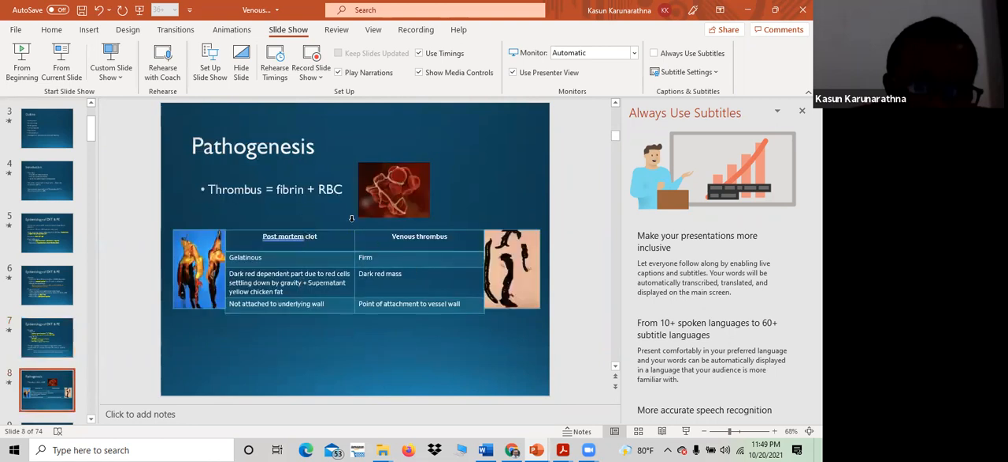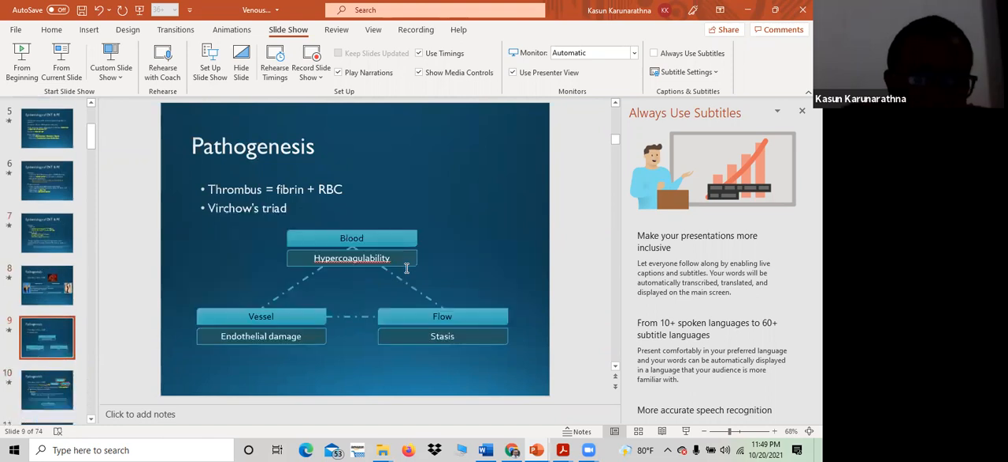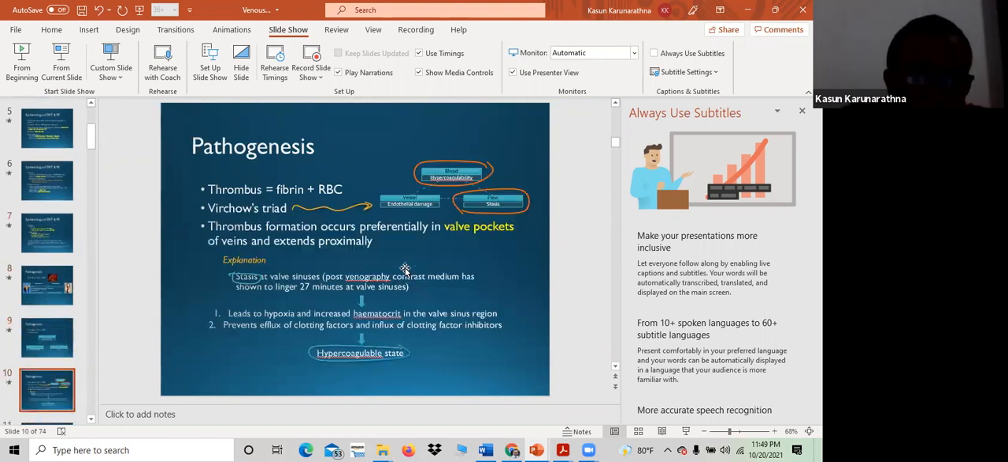This thrombus, postmortem clot, and venous thrombosis, you know how to differentiate this chicken fat clot from a venous thrombosis. Thrombus formation: hypercoagulability, endothelial damage, and stasis.